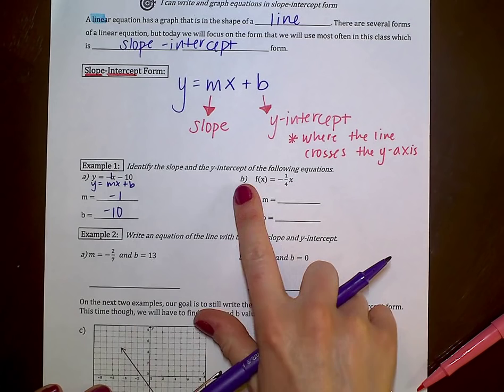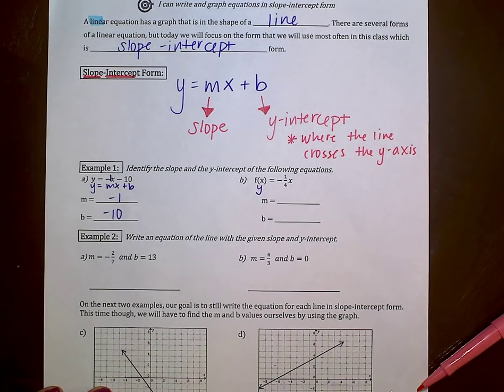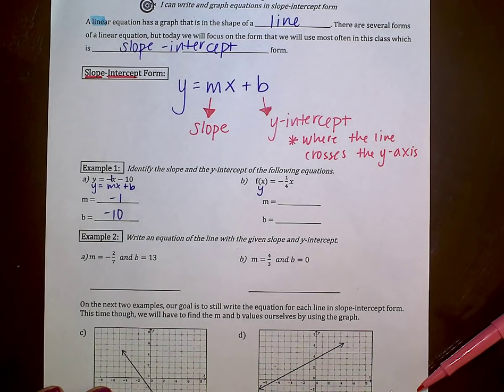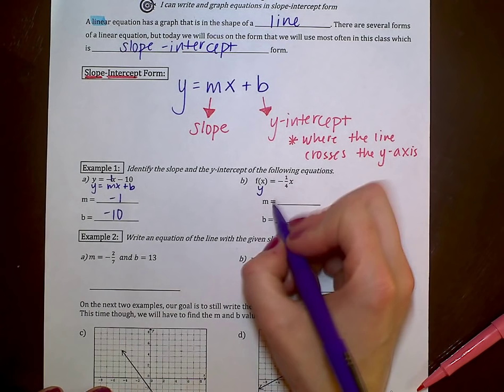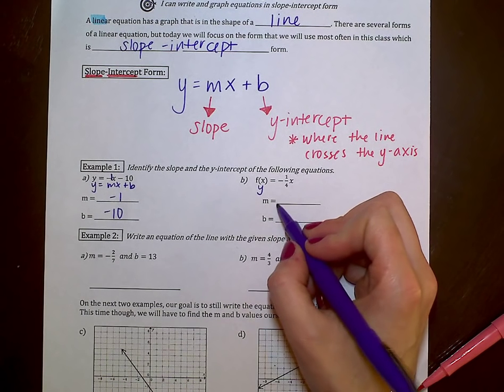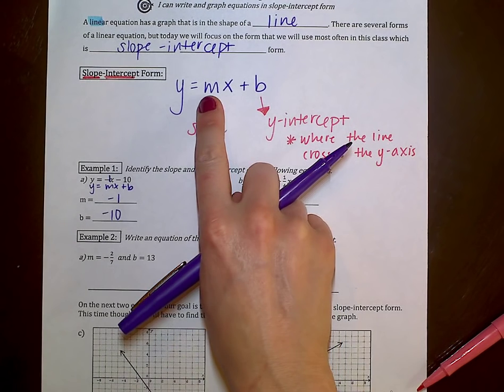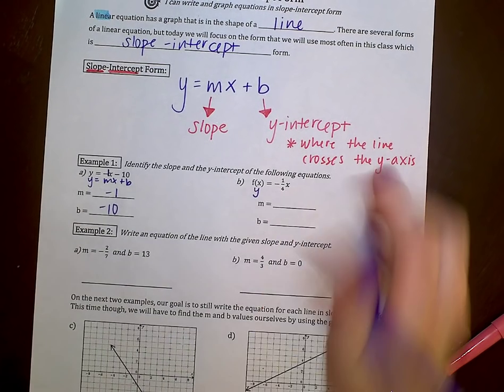Okay, over here on example B, don't be thrown off that they used f of x. Remember, that's interchangeable with y. Those just mean the same thing. I want to do the same kind of thing I did on the first one: find the slope and the y-intercept. The m just sits right in front of x. So in this one, that's negative 1/4.